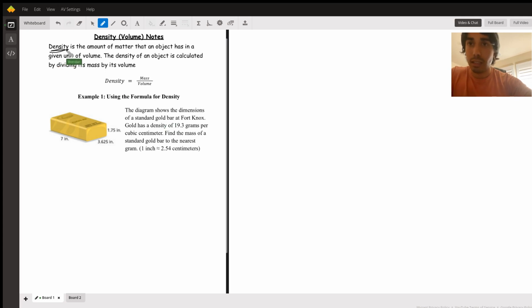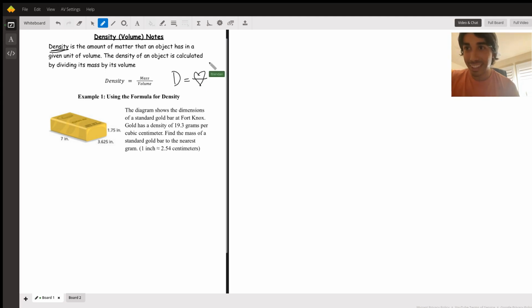We got density is the amount of matter that an object has in a given unit of volume. All right, so it gives us this formula. Density equals mass over volume. One way you can remember this, if you forget how to set up the formula, this is how I was taught: density equals, it says, we love density. Actually, no, we don't. So we draw a line through the heart.